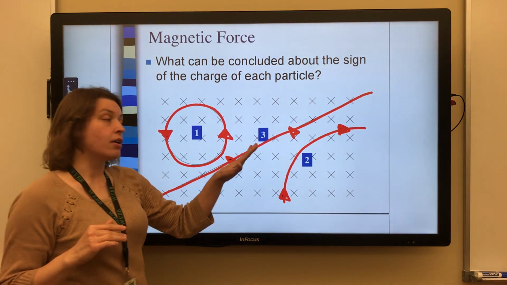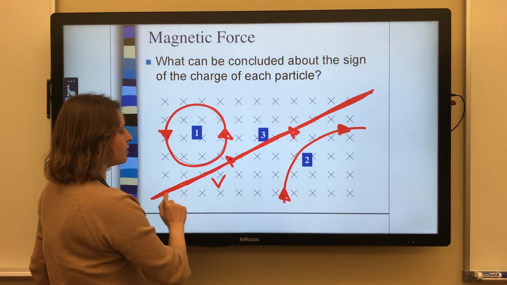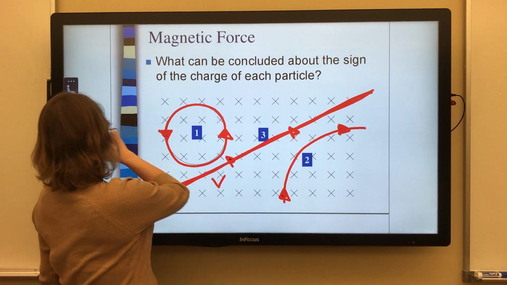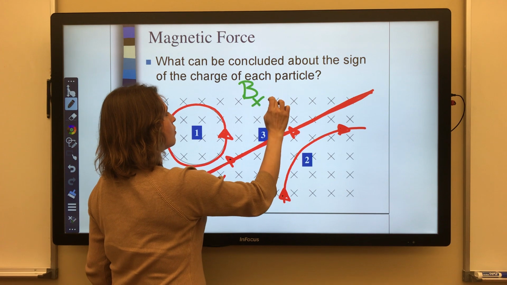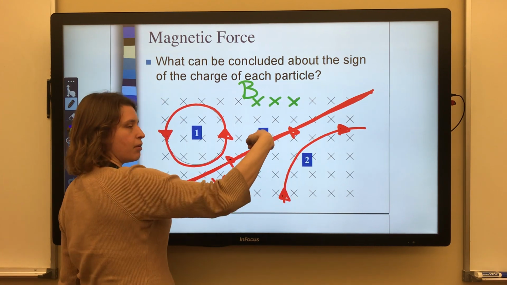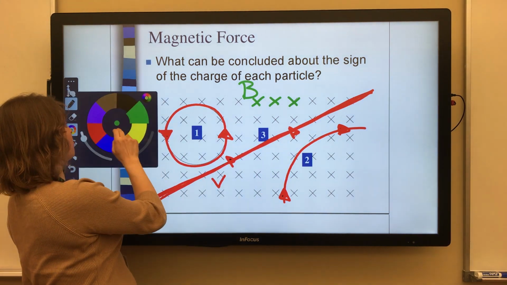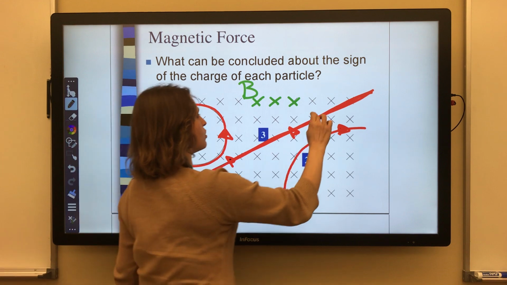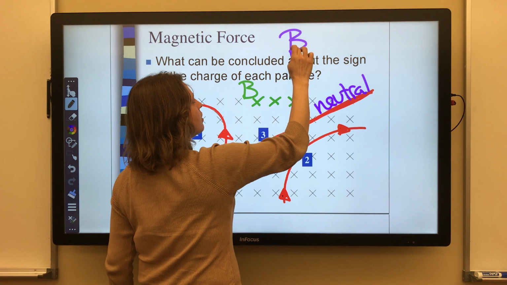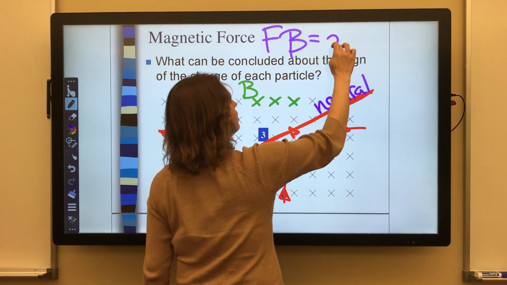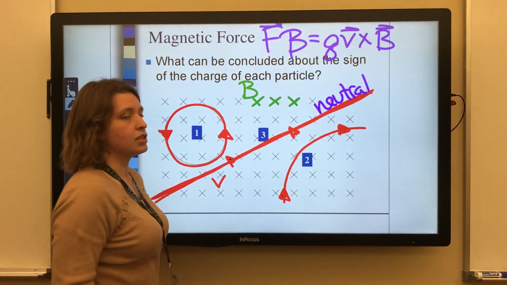The first thing I want you to notice is that in order for this particle to move in a line that's perpendicular to our magnetic field, notice our magnetic field is directed into the board. It's shown with all these X's here, saying the magnetic field points that way. For this particle to move in that direction, it must be neutral. It cannot be charged. Because we know that the Lorentz force, that magnetic force, is qv cross B.